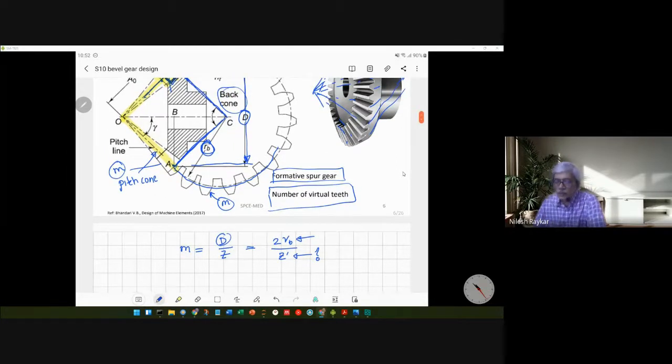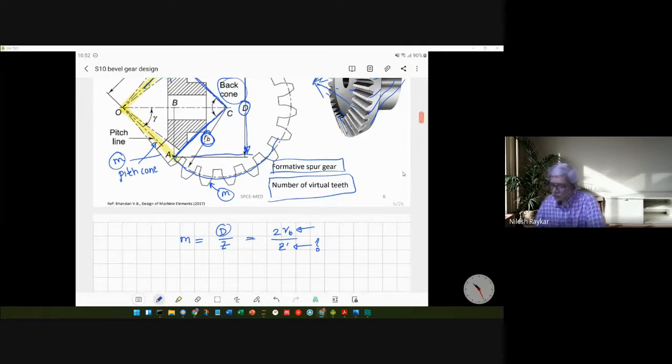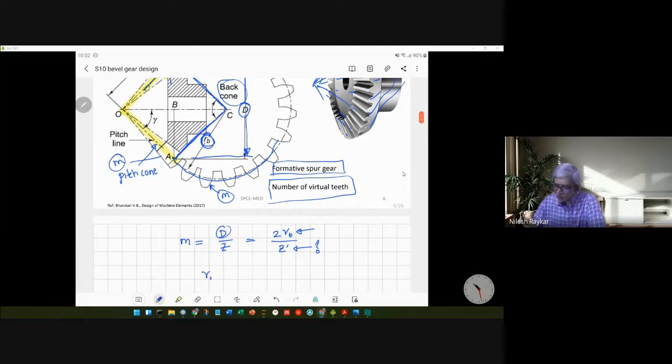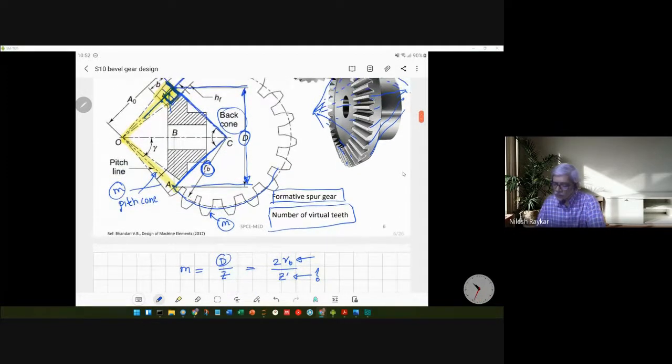So it's a simple trigonometry. So can somebody tell what is the relation between rb and D? Just look at this figure. So rb is this dimension. This is rb, and D is this dimension. So can somebody tell what is the relation between rb and capital D?